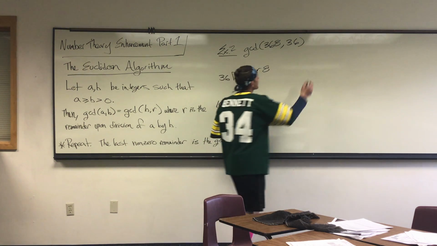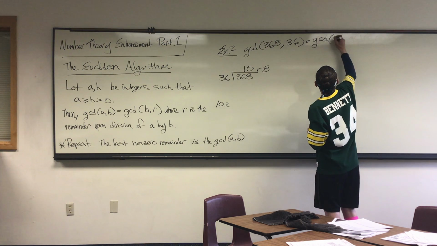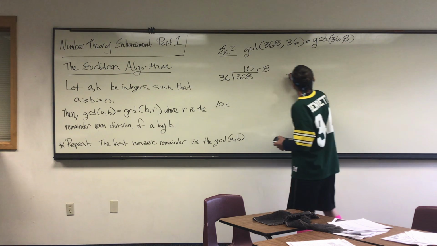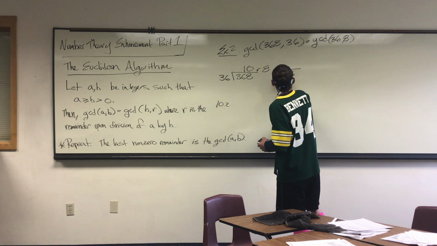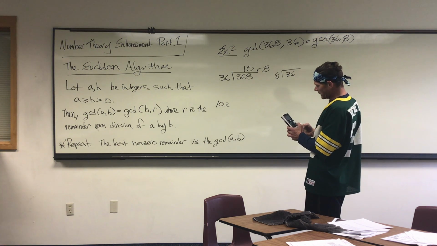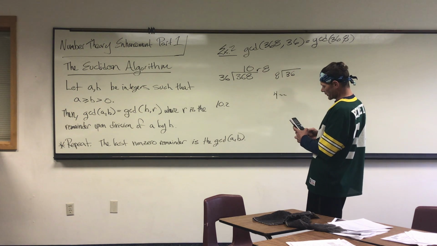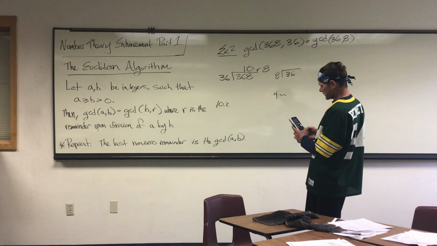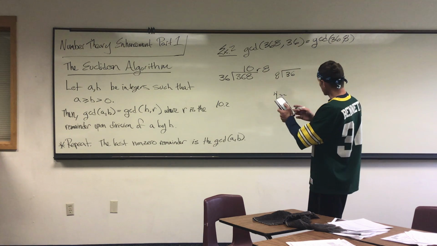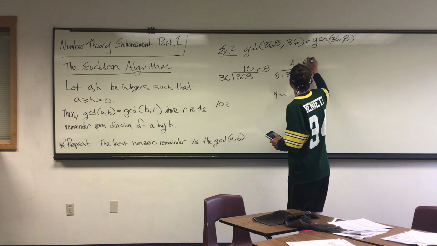Okay, so that tells me that I can go back here and say that the greatest common divisor of that is also equal to the greatest common divisor of 36 and 8. And we do it again. 36 divided by 8. It goes in 4 times, and there's something left over. So let's do 36 minus 4 times 8, and I get 4. It goes in 4 times, and the remainder is 4.